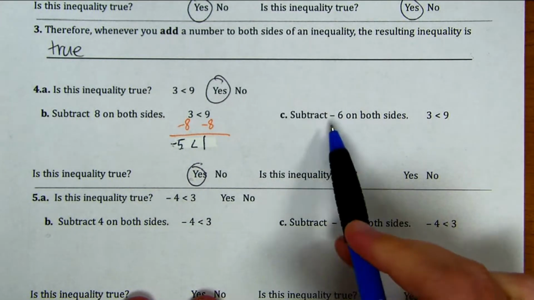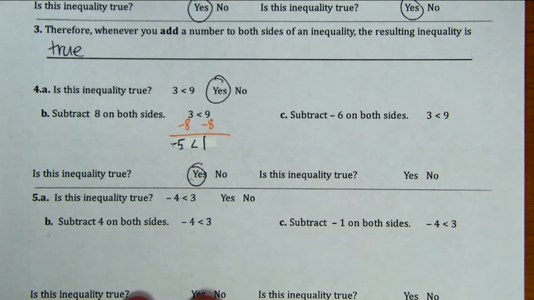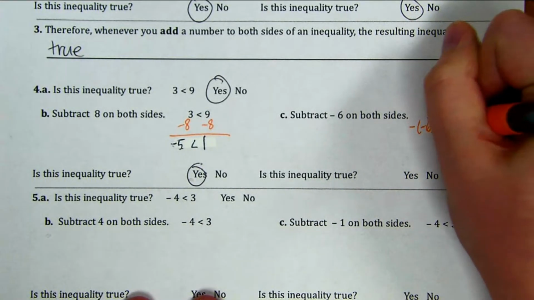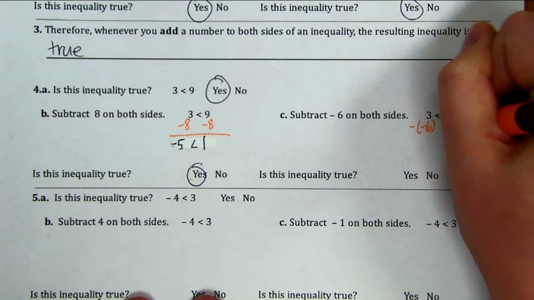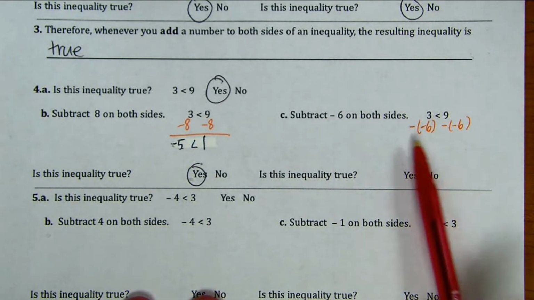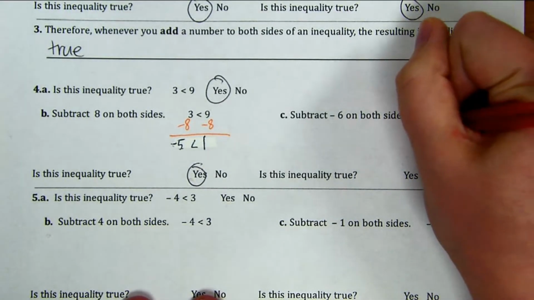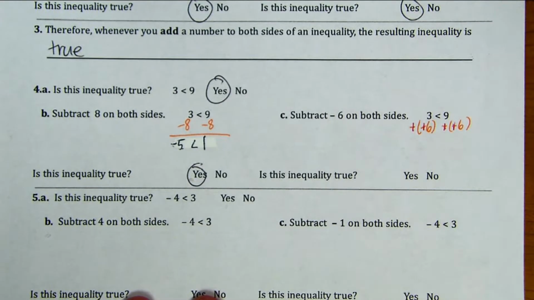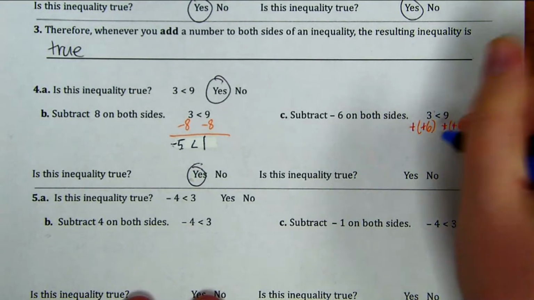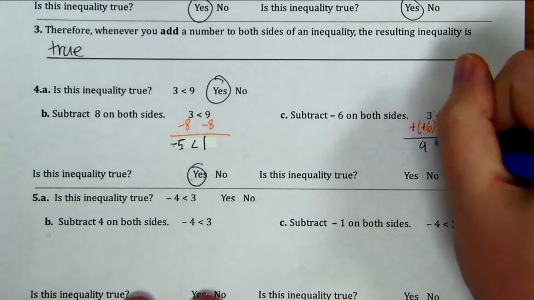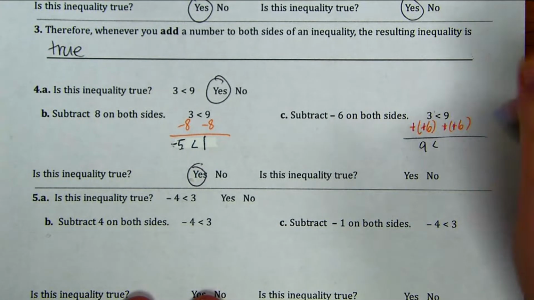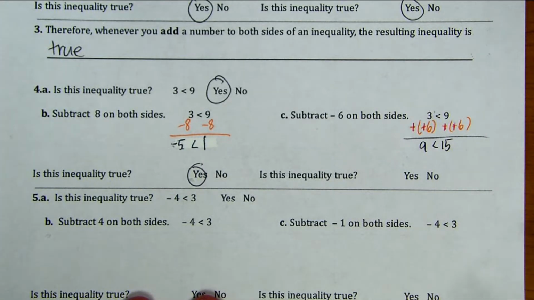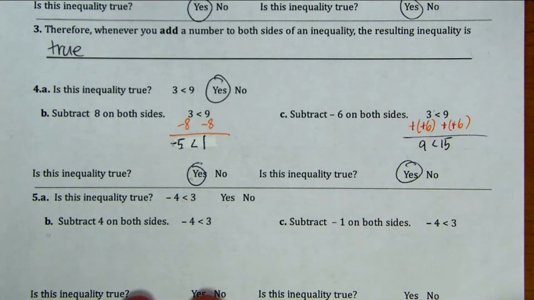All right, next over here, we are subtracting negative 6 on both sides. So we're subtracting negative 6 and subtracting negative 6. Well, subtracting by a negative, that's the same thing as just adding a positive. So really, this now becomes 3 plus 6. So 3 plus 6 is 9, and 9 plus 6, which will give us 15. So now, is it true that 9 is less than 15? Yeah, that's true. 9 is smaller than 15.